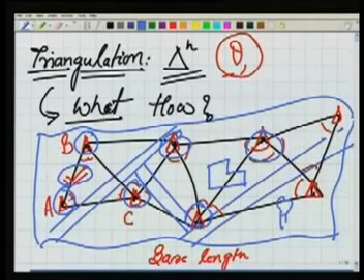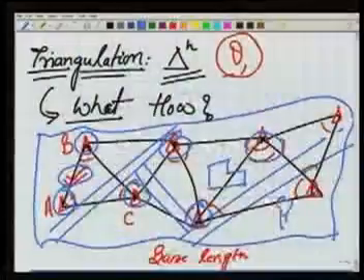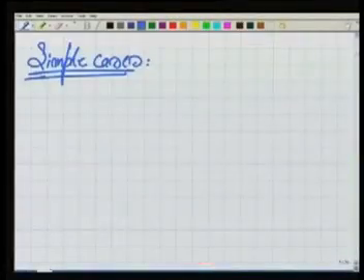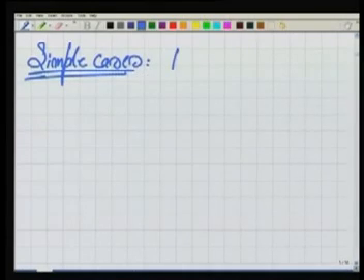If your base length is wrong, all these coordinates will be wrong. So we have to exercise all our precautions, make the best effort in order to measure the base length accurately. In the simple cases, we will be using the invar tape.